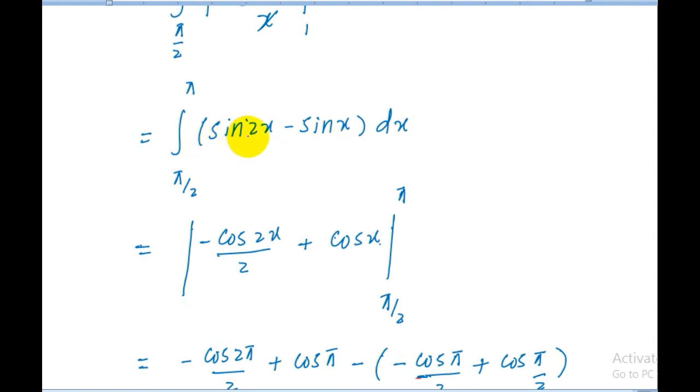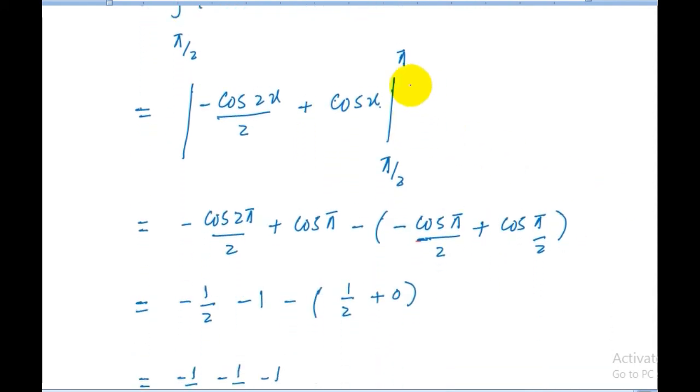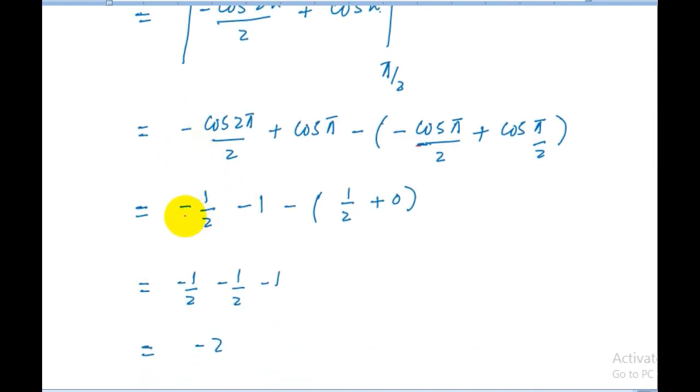So integration sin 2x is minus cos 2x by 2, and integration sin x is minus cos x, so minus minus becomes plus cos x, and then we apply the limit. The upper limit is pi, the lower limit is pi by 2, so it becomes minus cos 2 pi upon 2 plus cos pi minus cos pi upon 2 plus cos pi by 2. So putting the values, it becomes minus 1 upon 2 minus 1, and after simplifying this double integral is equal to minus 2.